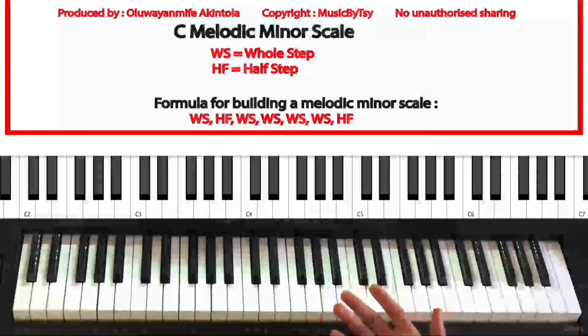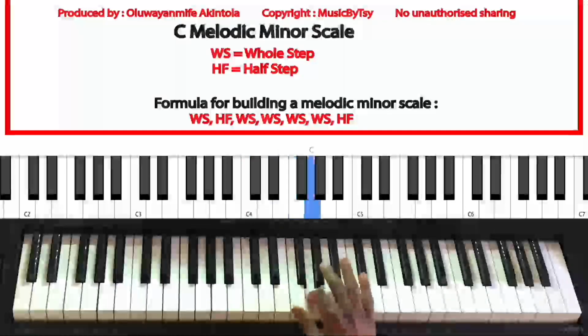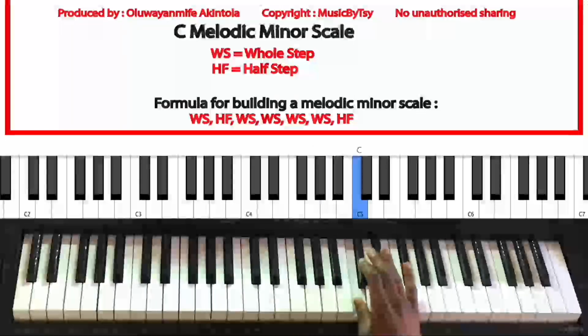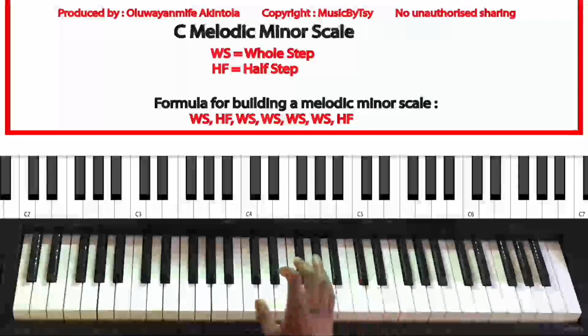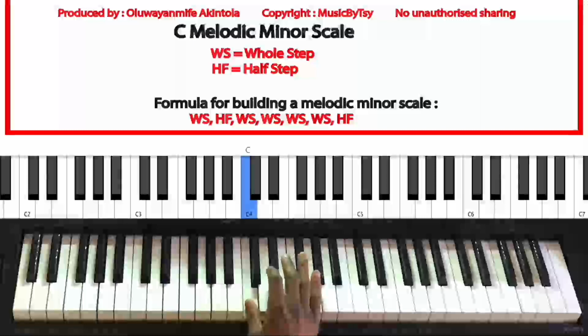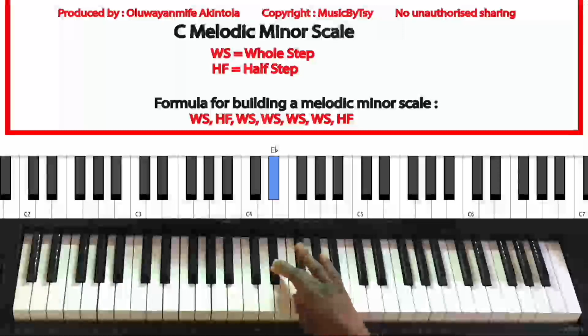So the C natural minor scale looks like this. See that? That is the C natural minor scale. Now, what we can do is we can take the 6th and the 7th note and we can increase each of those notes by a half step each. And that is going to give us the C melodic minor scale. So let's do that. So from the key of C, let's count the notes as we move up the scale. So 1, 2, 3, 4, 5.